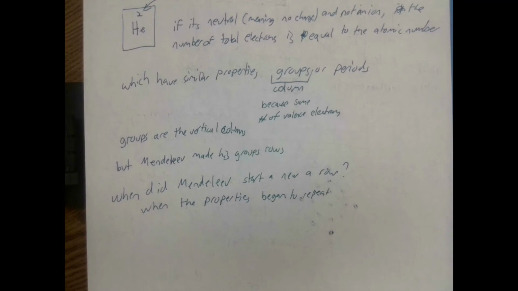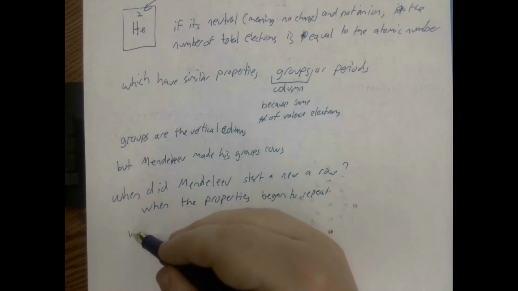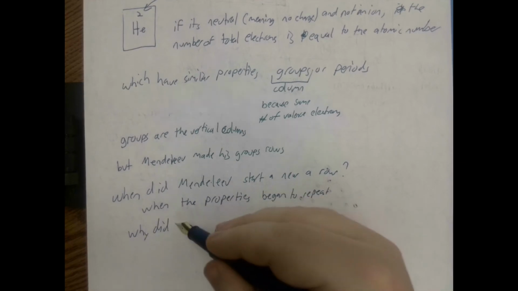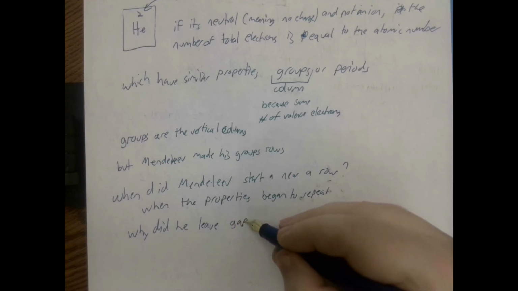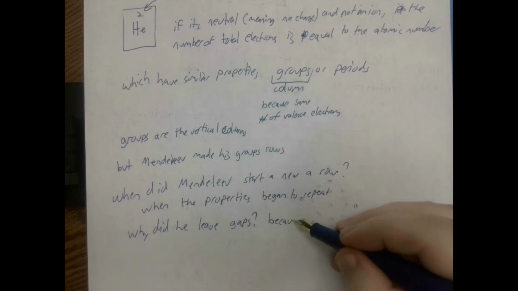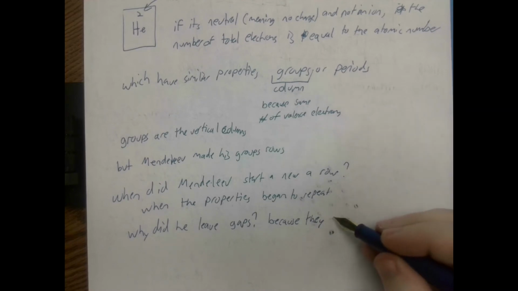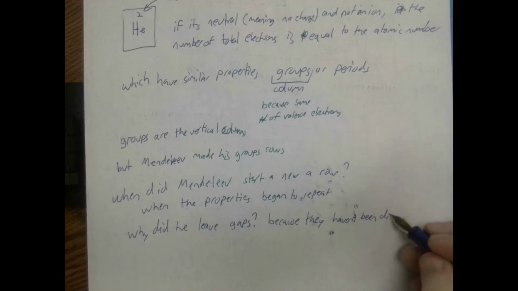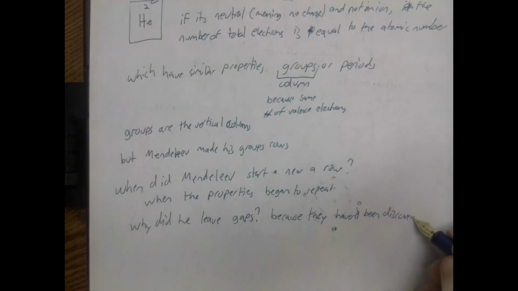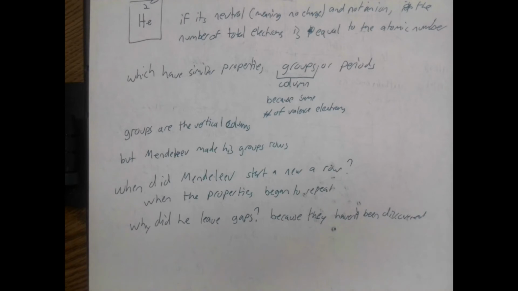That's the atomic mass, not the atomic number. This kid just looked at the atomic mass and was like, "No order." Why did he leave gaps? Because the elements weren't discovered. They didn't have anything, because they haven't been discovered. He just knew, okay? He was one of the smartest persons alive.